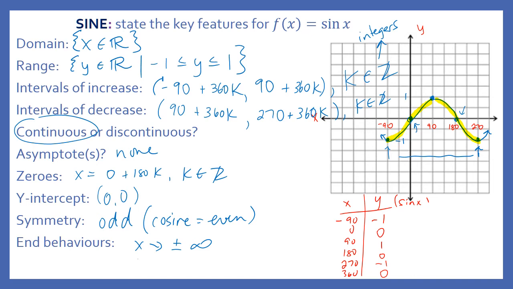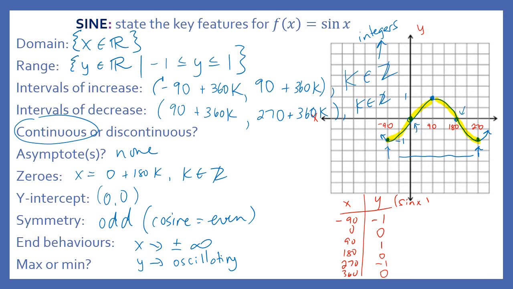So how you take care of that is you write y goes to, it doesn't go to any particular value. It bounces back and forth between 1 and negative 1. So what you say is y goes to oscillating. And oscillating just means goes back and forth. So as x goes to the plus or minus infinity, y oscillates, and it oscillates between 1 and negative 1. And cosine would do the same thing.